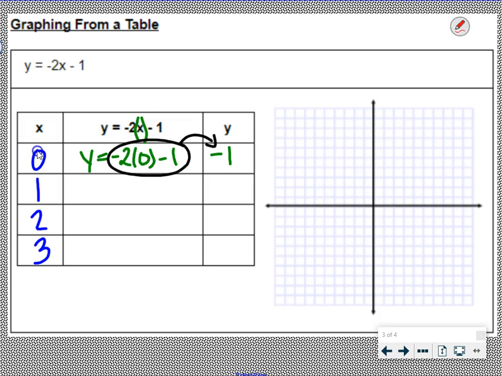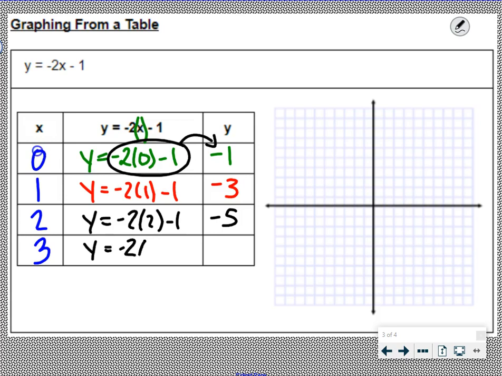Next one, we plug in 1. So y equals negative 2 times 1 minus 1. Negative 2 times 1, negative 2, minus 1, negative 3. Plug in 2. Same concept, we get negative 5. And then plug in 3, and we should get negative 7.